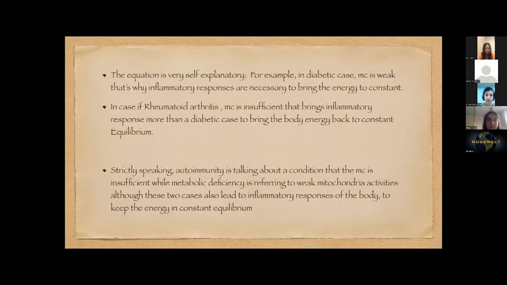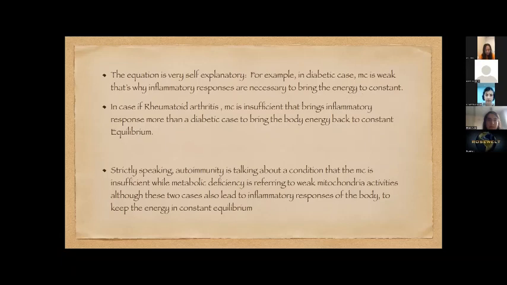So there is an inverse relationship. If your mitochondrial activities are weak, then you need more heat and inflammation to bring your body back to constant. So that is why in diabetic cases, the mitochondrial activities are weak, and so you need more inflammation to heat up the activities and metabolism of your body to bring back the equilibrium.